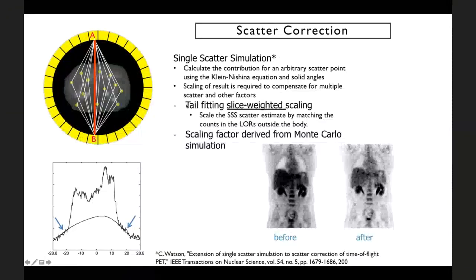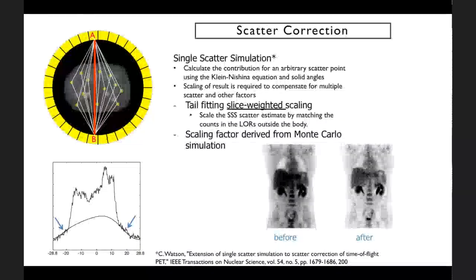One way is to do tail fitting. We know that if we look at the boundary of the patient, any counts that we see outside of that must be scatter, because there's no activity out there. So we can adjust so that the estimate matches those tails in the distribution. The downside of doing it this way is that the boundary of the patient is determined from the CT. So if the patient moves between the CT and the PET, then that will throw off this calculation.